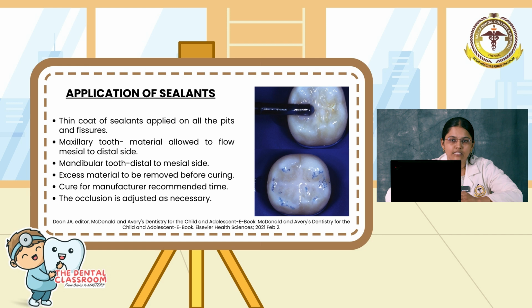A thin coat of sealant is applied on all the pit and fissures. So for a maxillary tooth, material is allowed to flow from the mesial side to the distal side, whereas for the mandibular tooth, the material is allowed to flow from the distal to the mesial side. Excess material should be removed before curing. Curing time is according to the manufacturer recommendation. After the curing, the occlusion should be checked and adjusted if necessary.